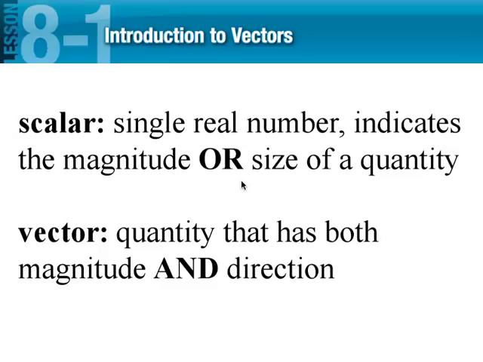A vector, on the other hand, is a quantity that has both magnitude and direction. So there's a big difference. Scalar is one thing, magnitude or size. Vector is magnitude and direction.